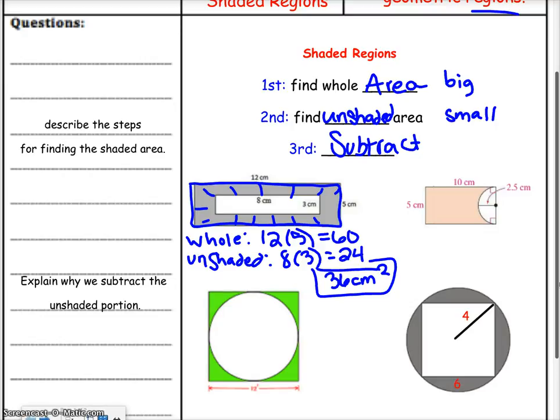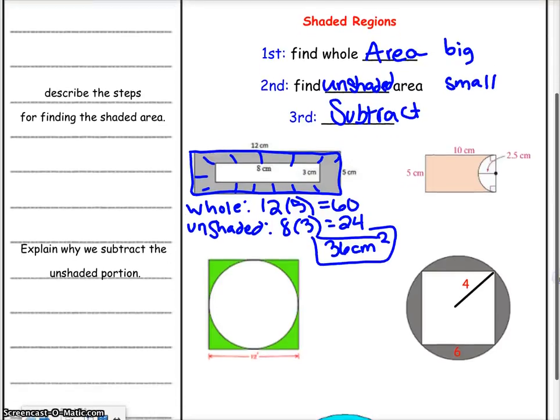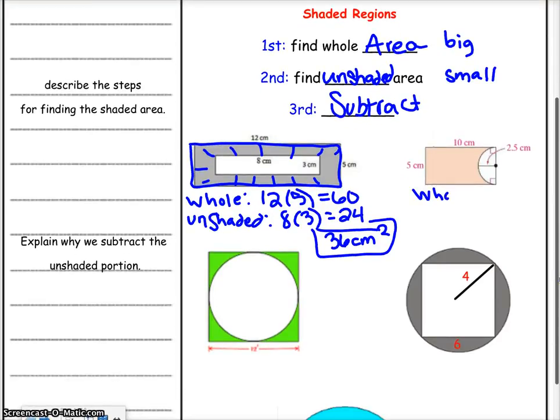Okay, now bumping up the rigor with circles. Find the whole, which is 5 times 10. It's this whole rectangle. Now the unshaded, which is that circle.